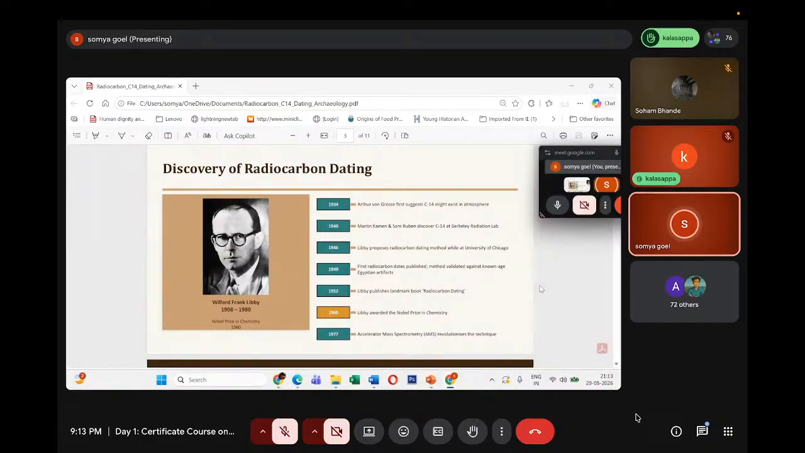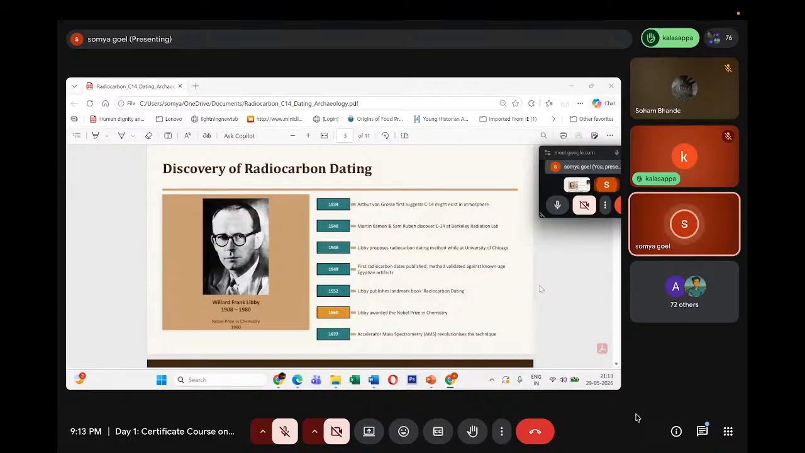He also said that this carbon 14 maintains the same ratio as the carbon 12 in the atmosphere. We'll be talking about this in the further slides in more detail. I'm just trying to explain his work, his research on this topic.